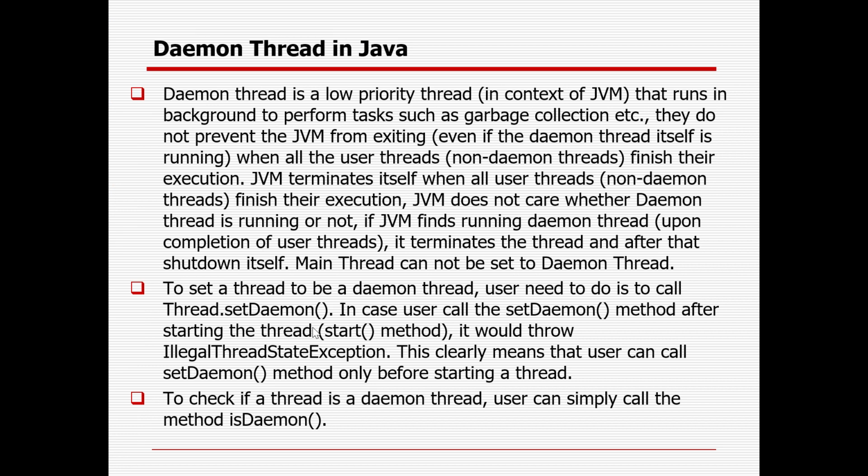The main thread cannot be set as a daemon thread. To set a thread as a daemon thread, the user needs to call the method setDaemon. In case the user calls the setDaemon method after starting the thread, with the start method, it will throw an IllegalThreadStateException. This clearly means the user can call the setDaemon method only before starting a thread. To check if the thread is a daemon thread, the user needs to simply call the method called isDaemon.